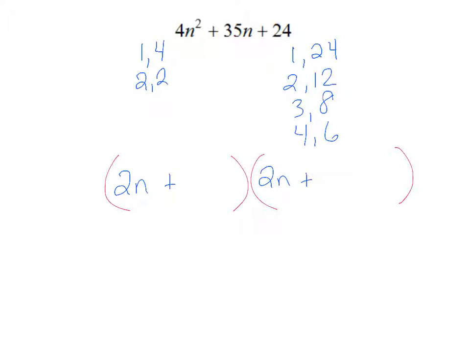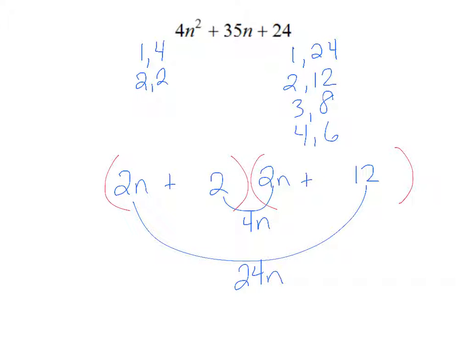I'm going to try 2 and 12. Outer gets me 24 in. Inner is 4 in. That adds up to 28 in. I'm just not big enough. I got to get this up to 35. Now remember, I could trade the 2 and the 12, but it's not going to matter because I'm going to end up multiplying by 2 on both of them.